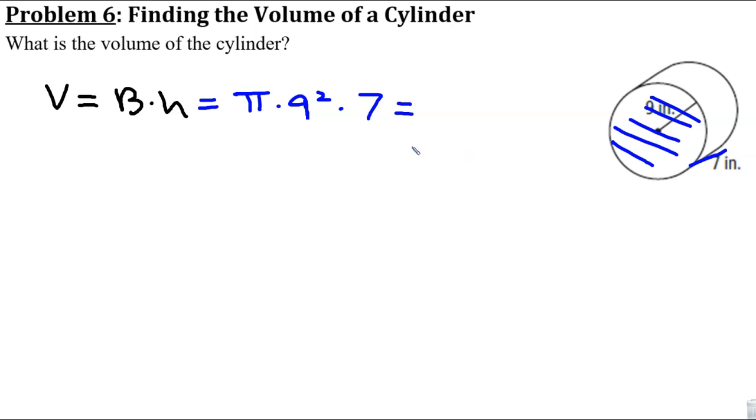And leaving our calculation in terms of pi, we'll go 9 squared times 7. That's going to give me a 567. We can say pi inches, whoops, not squared. We want inches cubed.